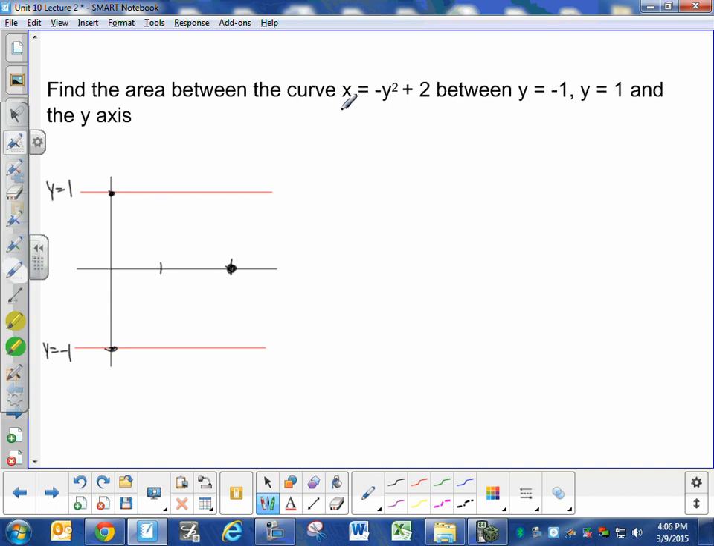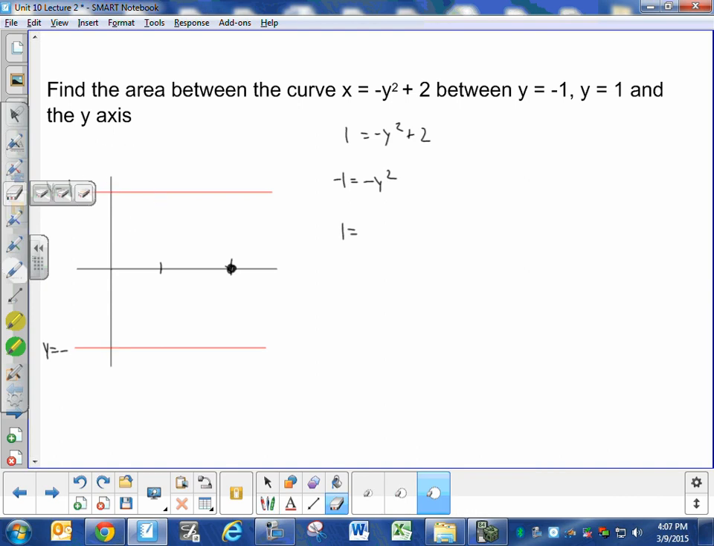If x was 1, I could find the y's. That would be negative 1 equals negative y squared... No, this is wrong. Never mind, those points are wrong. When y is 1, x is not 0. When x is 1, we find that y is plus or minus 1. So when x is 1, I get this here.